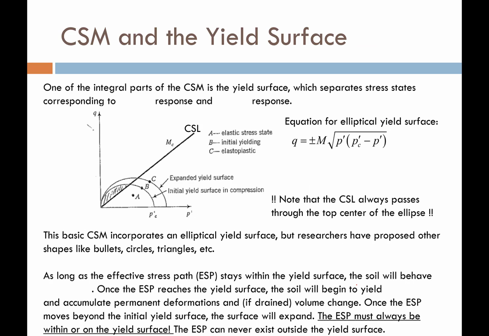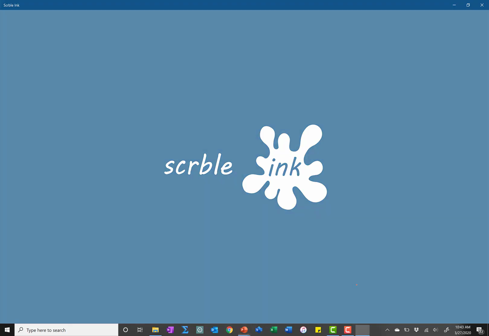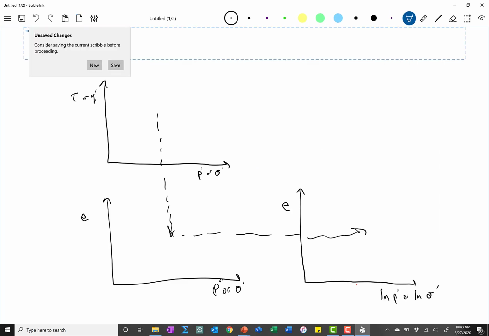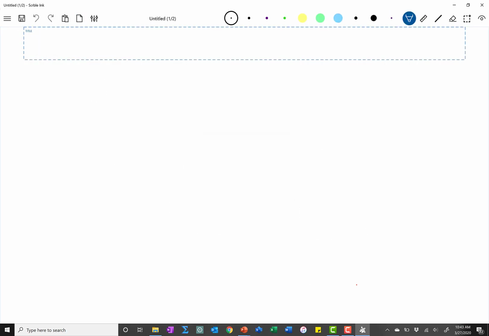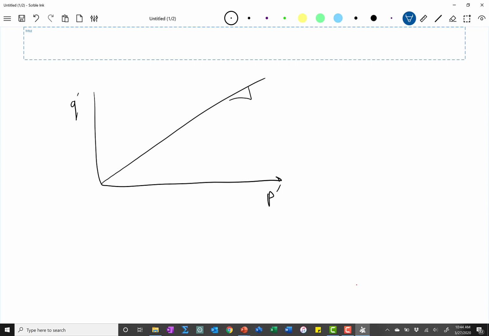So now you are prepared to be introduced to the concept of a yield surface. One of the integral components of the critical state model is the idea of a yield surface. So understand some basic components of a yield surface. Let's go to this plot, and I'm going to plot things in terms of P and Q. Whoops, I got that backwards. P and Q space, and I have my modified failure envelope that has a slope of M sub c.